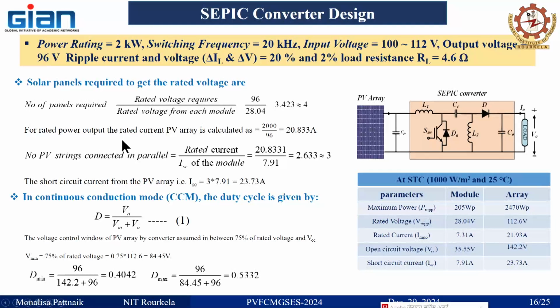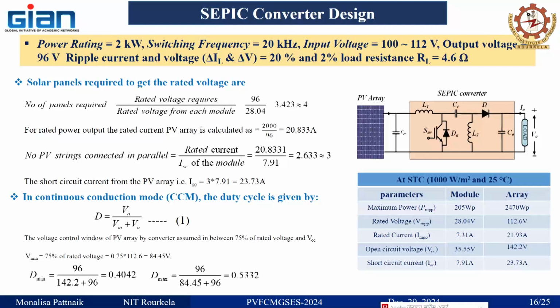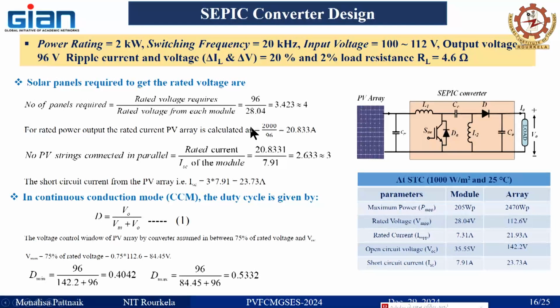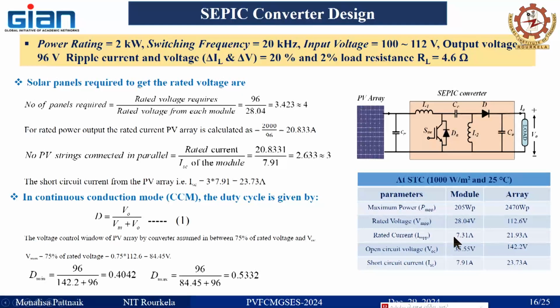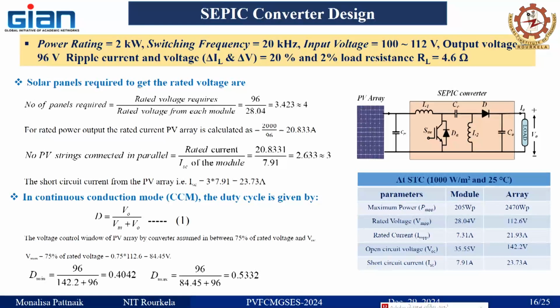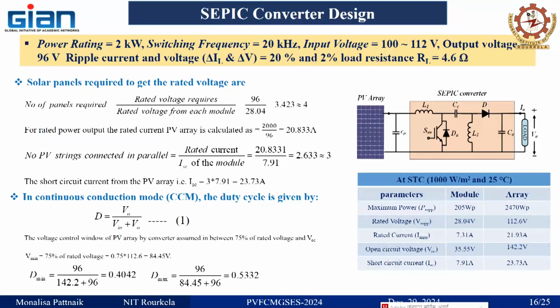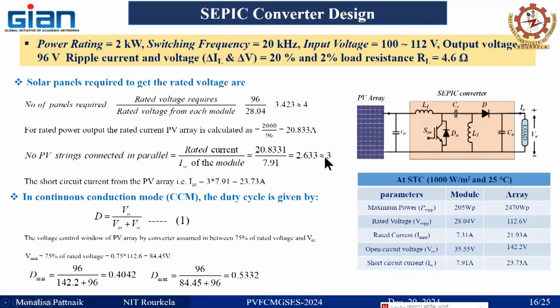But what about the current for 96 volts? For 2 kilowatts, we need 20.833 amps. But here our ISC, the maximum current, is 7.91 amps. So how can we connect these strings? We call the modules connected in series a string. How many strings do we have to connect in parallel to get the required current?